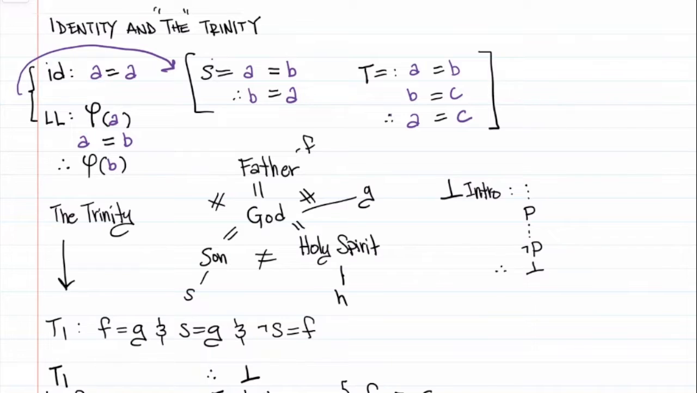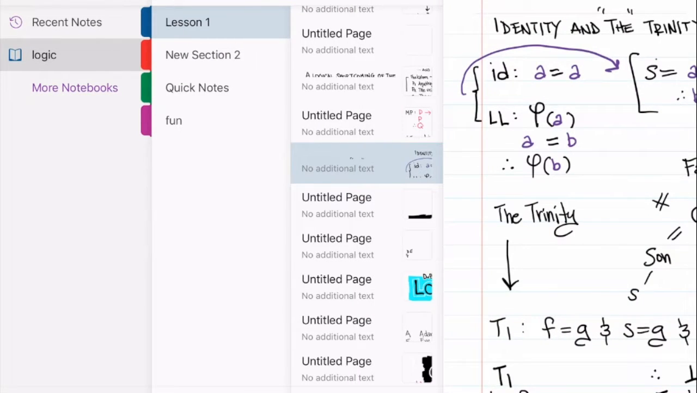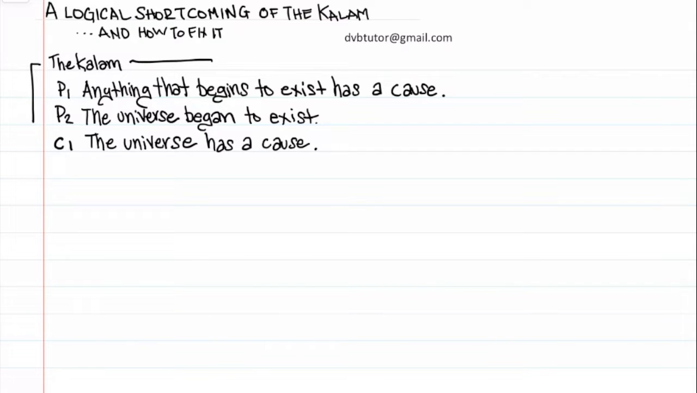All right, so on to the Kalam. The pure Kalam has two premises and a conclusion. The first premise is that anything that begins to exist has a cause. The second premise is the universe began to exist, and the conclusion is that the universe has a cause. So the Kalam tries to reason about some facts about the universe, to show that there's something that's the cause of the universe, and ultimately that something will be God or something like God. So let's go ahead and formalize the Kalam.